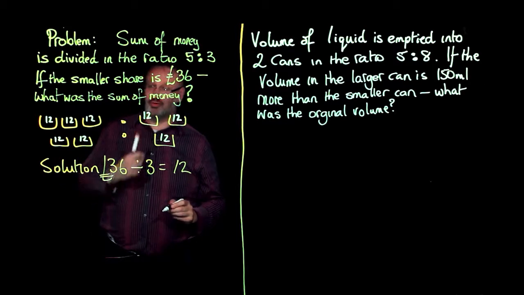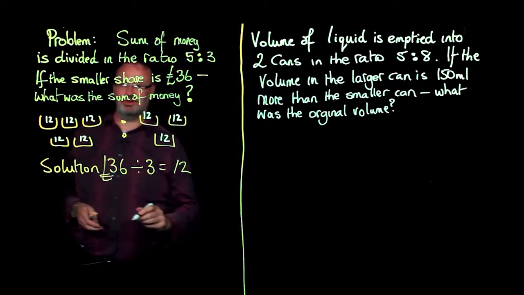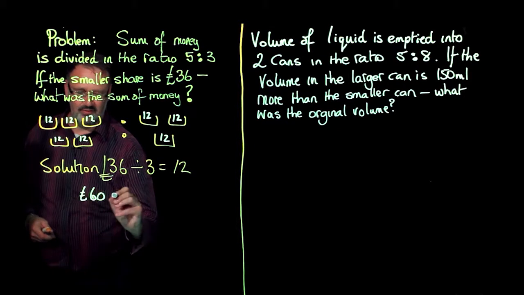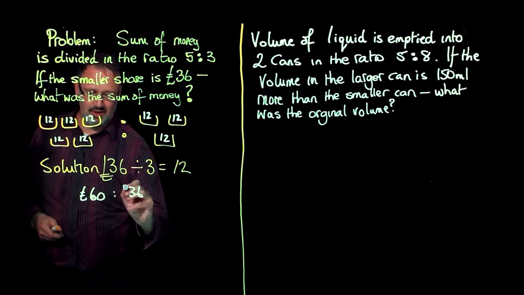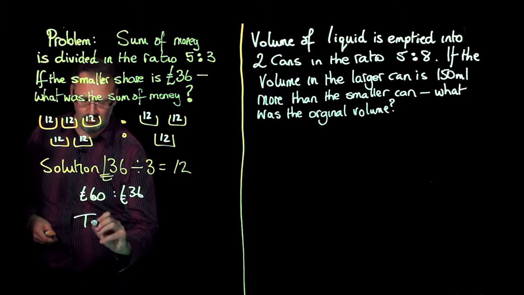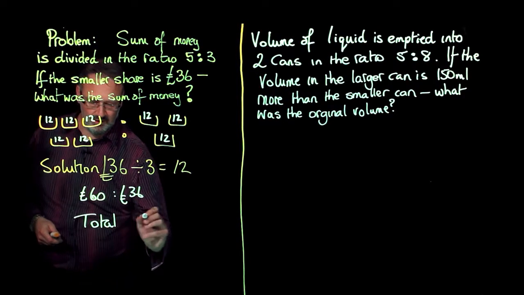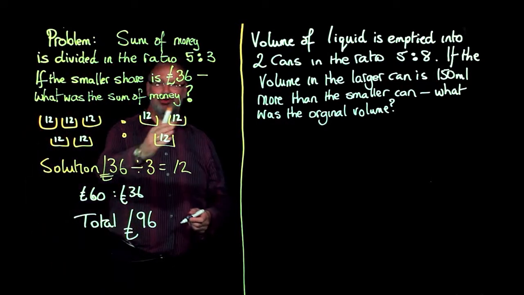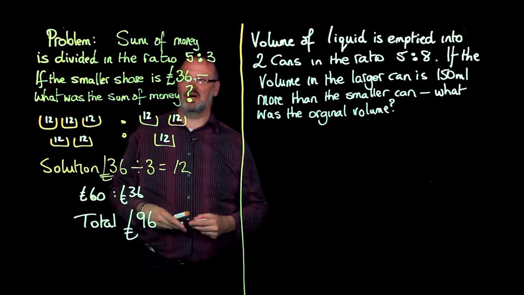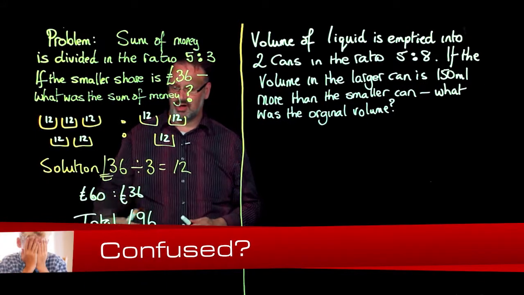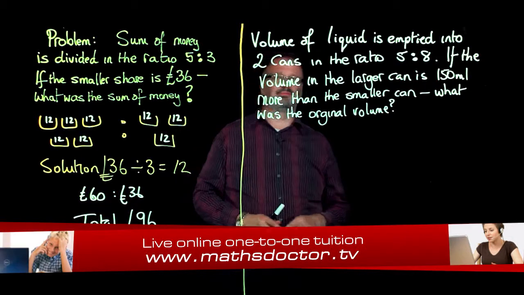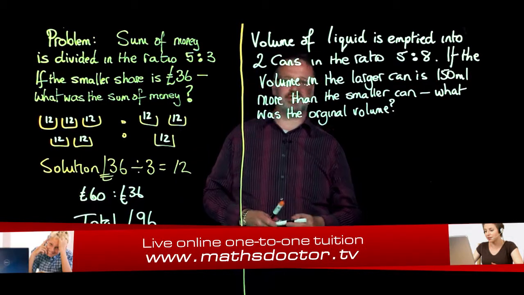To work out the total sum of money, I give a similar quantity here, and we have 5 lots of 12. 5 lots of 12 is 60. So in other words, the solution is we have £60 to £36. In other words, the total that I have given out is £96. And we've used these little envelopes as a method to illustrate how we got to our solution.